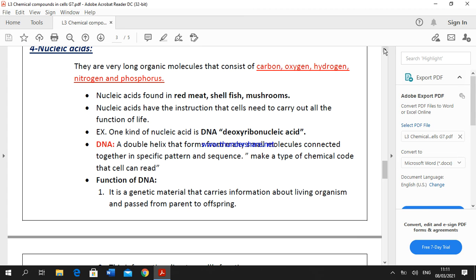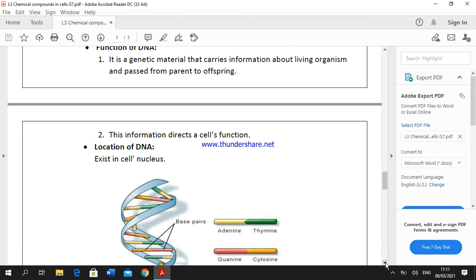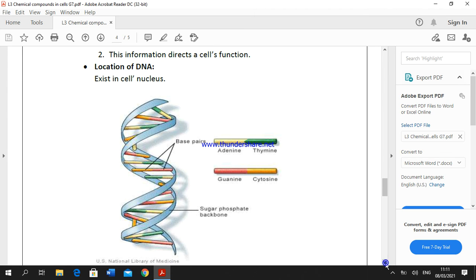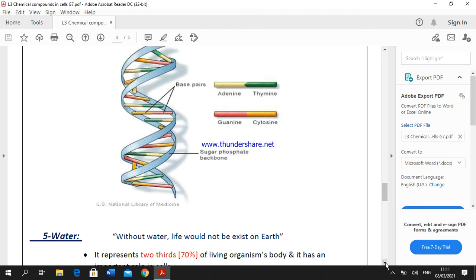DNA is considered a genetic material which carries the genetic information about living organisms and can pass from parent to offspring. Also, DNA carries the information that directs a cell's function. DNA is located inside the cell's nucleus.